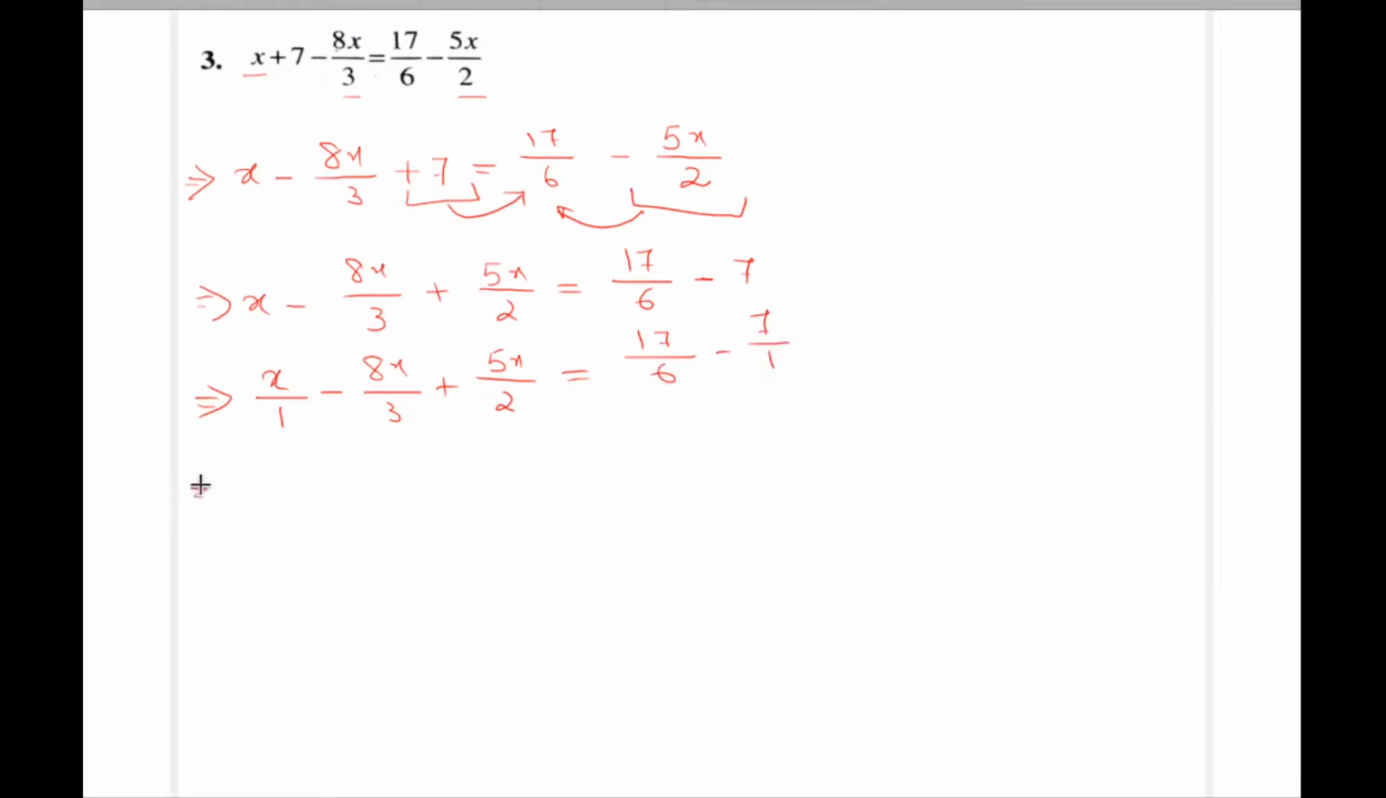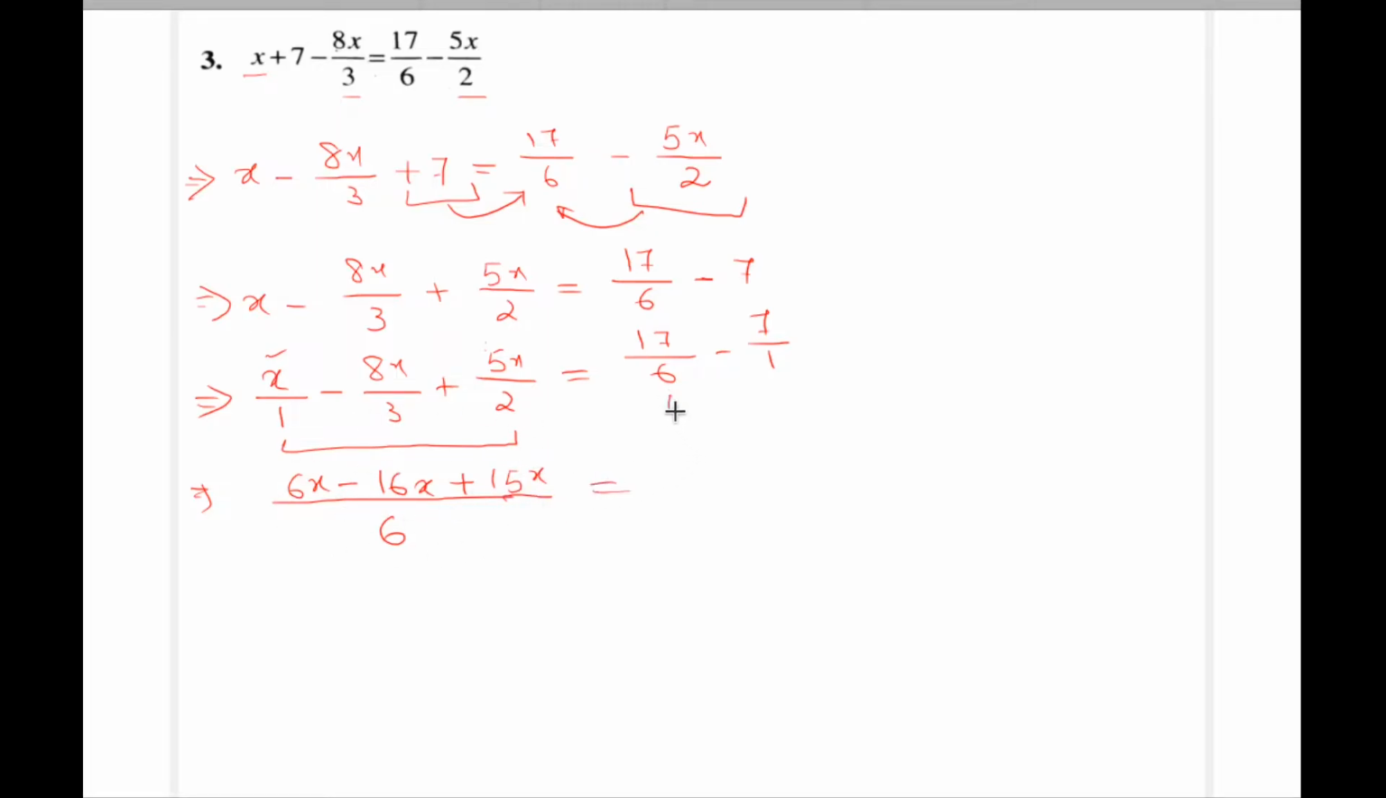First, let us focus on this side. The LCM of 1, 3 and 2 will be 6. Now again 1 and 6, so here it will become 6x. Now minus sign, so minus. 3 and 6, so we are left with 2. 2 multiplied by 8 is 16 and x is there. Plus sign. Here it is 2 and it is 6, so 3. So 5 multiplied by 3 is 15, and x is there. Okay, we are done with this side.